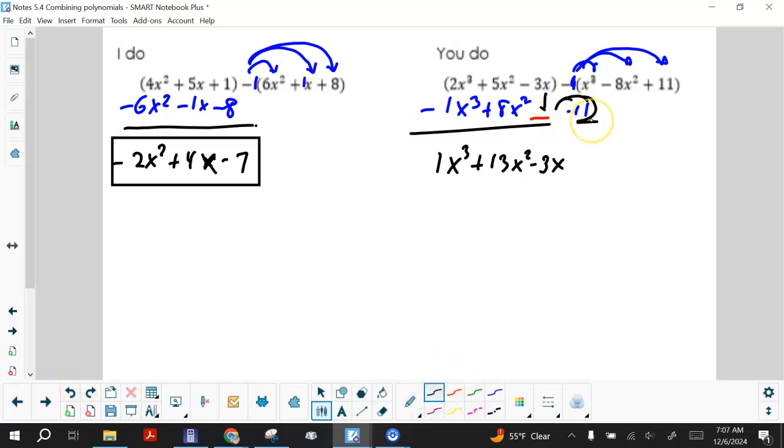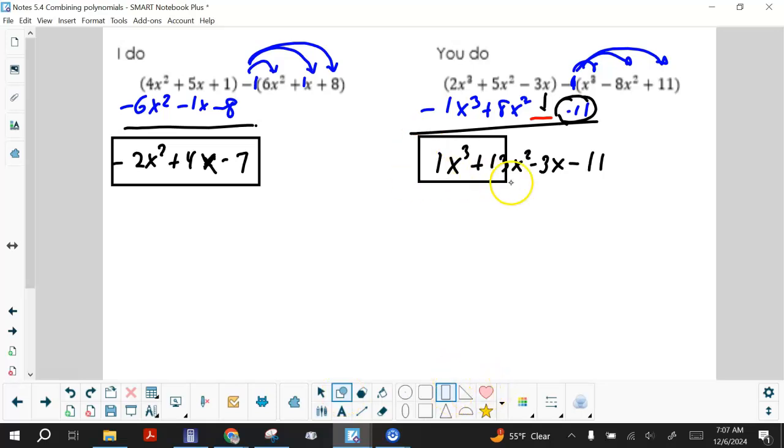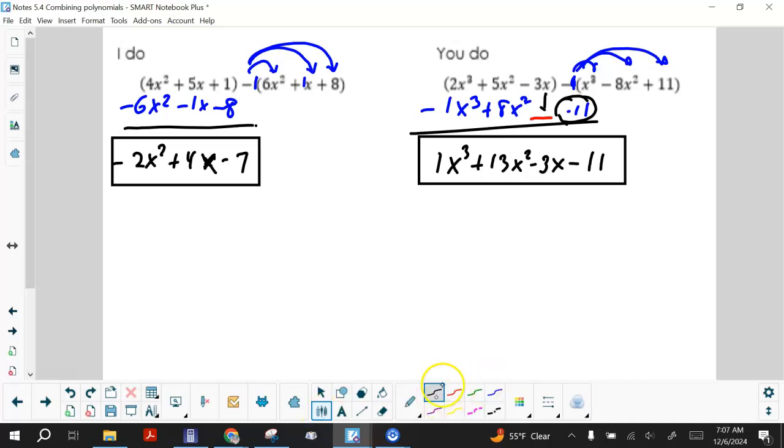So if you had negative 11 at the end, this would be your final answer. So one more time, this is your standard form. And as you can see, that one's going to have 4 terms because we didn't have an x term to combine and we didn't have a constant to combine. So these two ended up just being singletons. There was nothing to combine for those 2 terms.